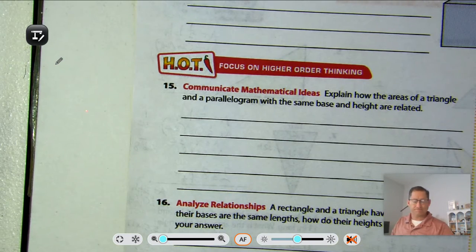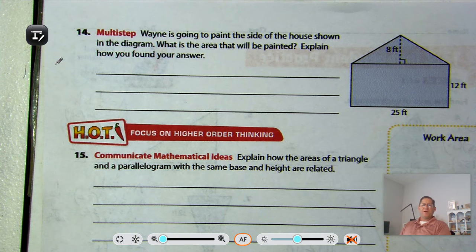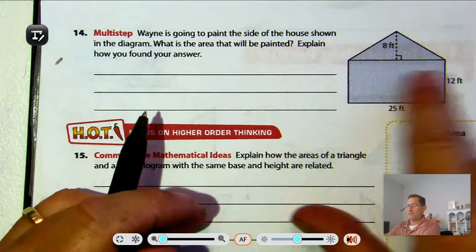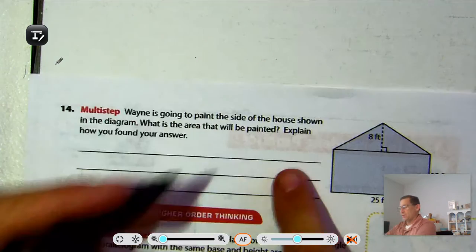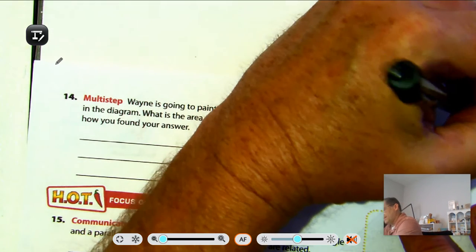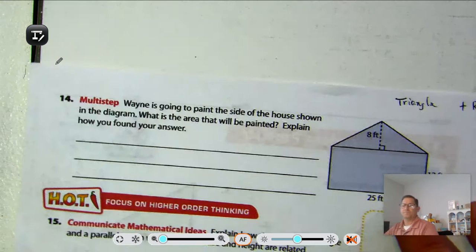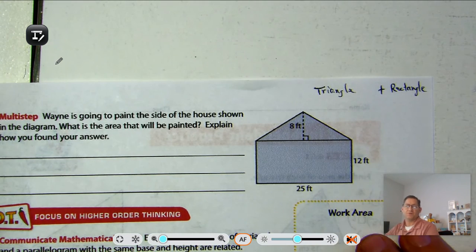All right, 14. All right, so Wayne is going to paint the side of the house shown in the diagram. What is the area that will be painted? And explain how you found your answer. Well, we have 2 different shapes here, right? We have a rectangle and we have the triangle up on top. So we need to find area of the triangle plus the rectangle. Okay. That'll give us the total area.